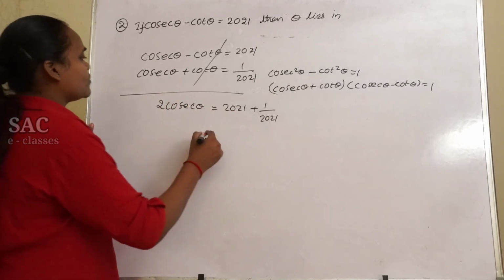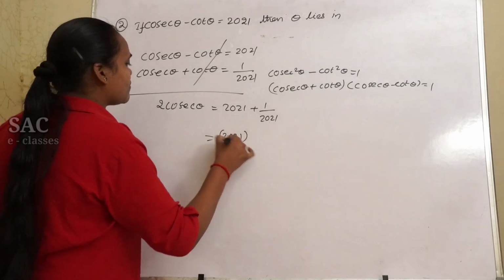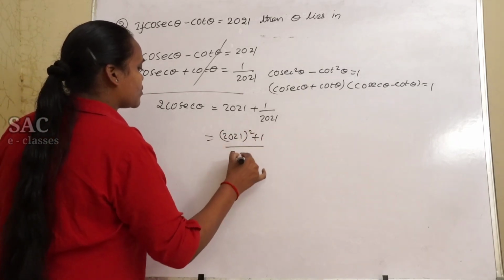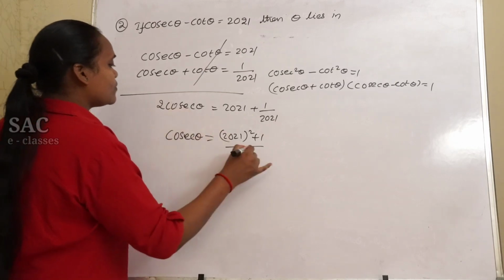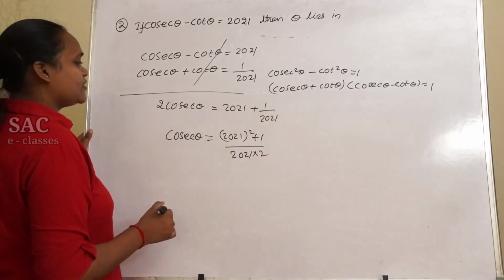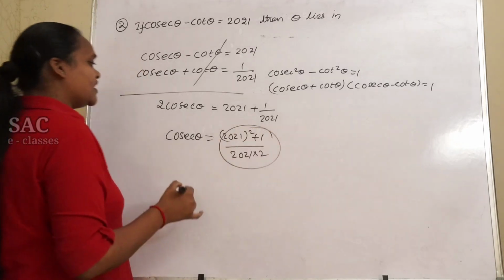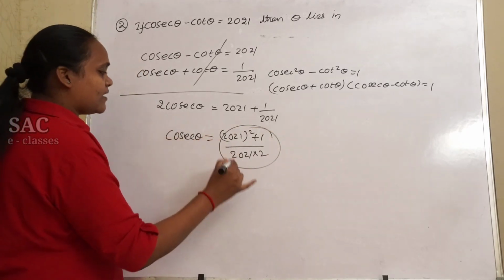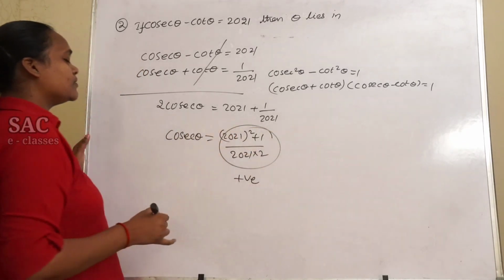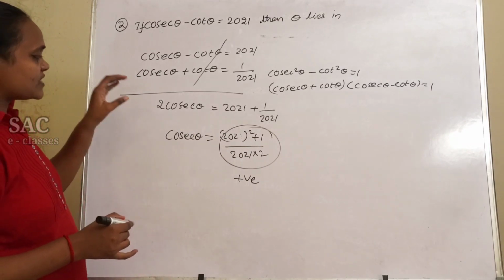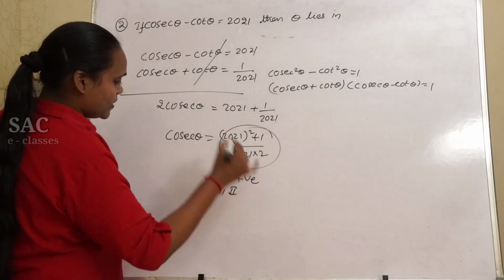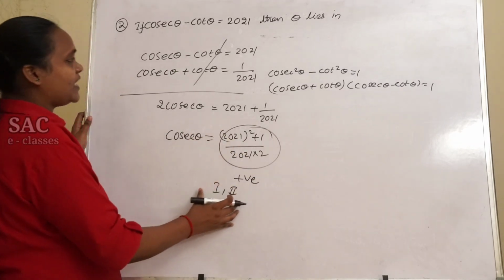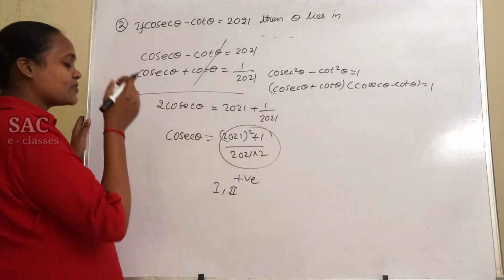So what we will do is (2021)² plus 1 by 2021, where cosecant theta is there, into 2 will be written as by 2. Whether it is positive, we need to decide without solving, just write it is positive. In which quadrant is cosecant positive? Clearly first and second quadrant. But how can we confirm which quadrant theta belongs to?